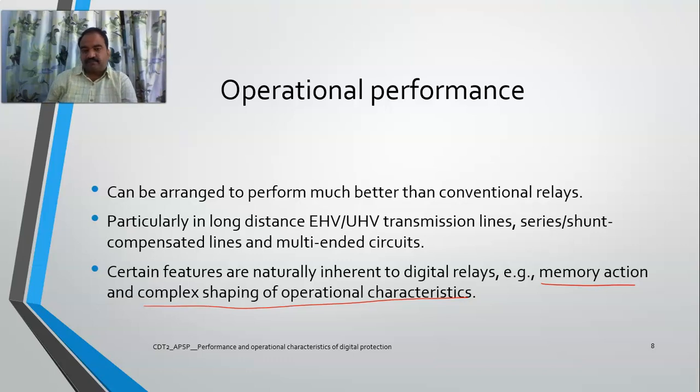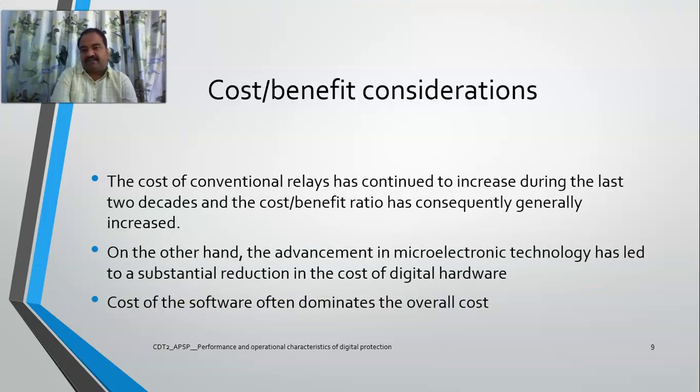And next is cost benefit considerations. Yeah, this is a debatable question. When started in the 1900s, electromechanical relays used to be very costly. But later on, over 50 or 60 years, the electromechanical relay cost was reduced because of huge production. And next came the solid state relays. Earlier they were very unreliable, but later on, because of solid state technology, semiconductor technology, they also became cheap.